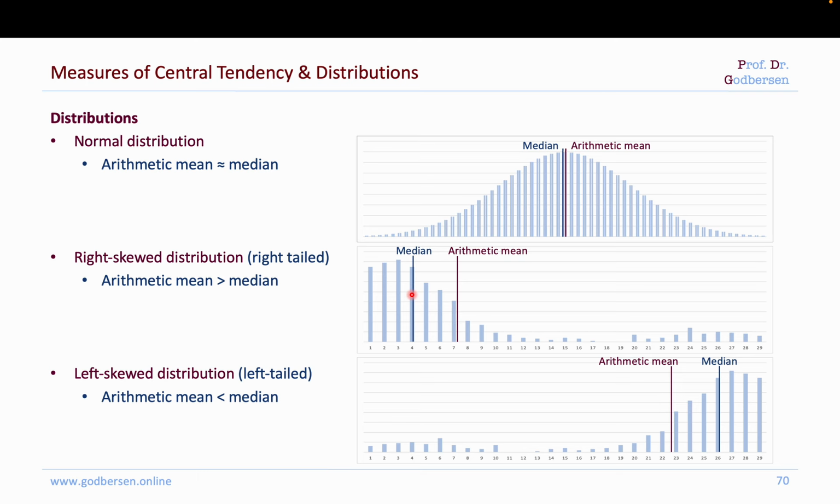And of course, you do not only have right-skewed distributions, you might also have left-skewed distributions with a lot of elements with high values and only few with lower values. In these cases, you can understand that the arithmetic mean is dragged to the left, so the arithmetic mean is smaller than the median.